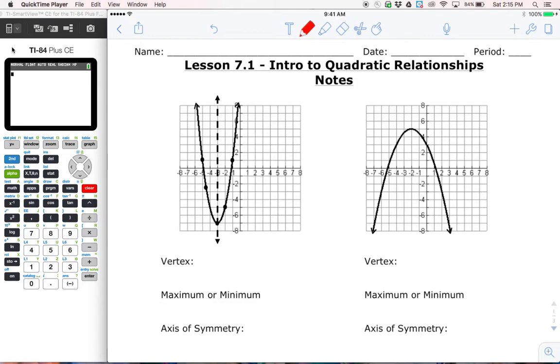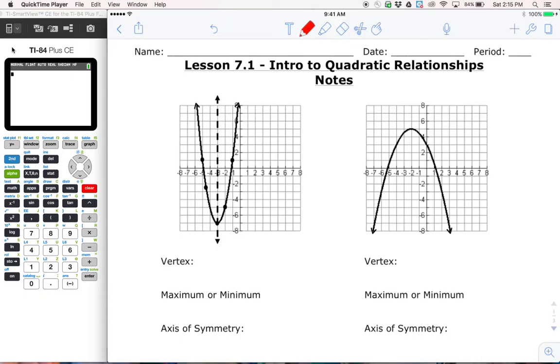7.1 Intro to Quadratic Relationships. So we have done linear functions almost since the school year started, and that's been our focus. What we're going to start doing now is a different kind of function, and these are called quadratics.